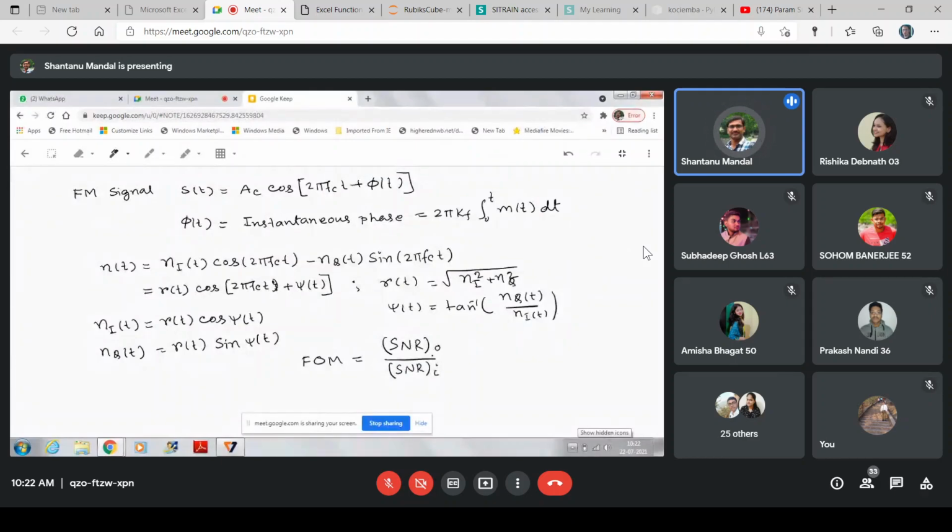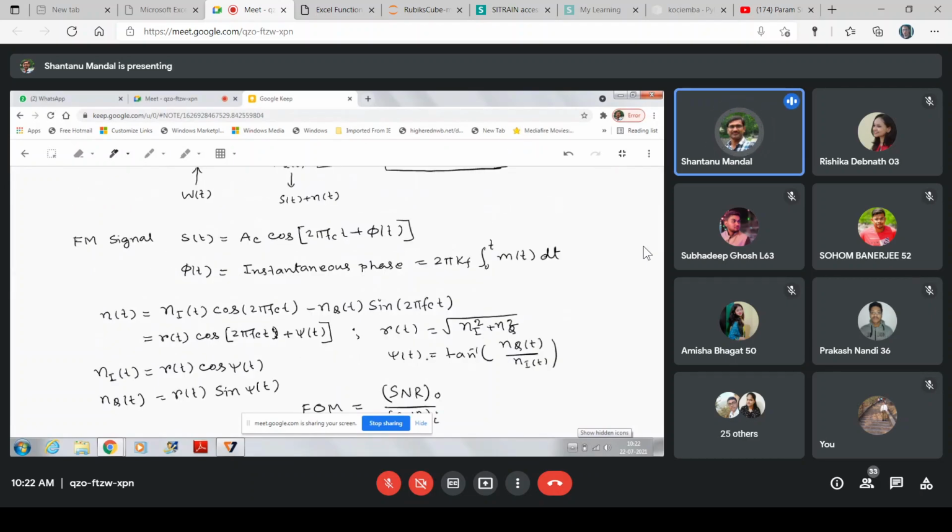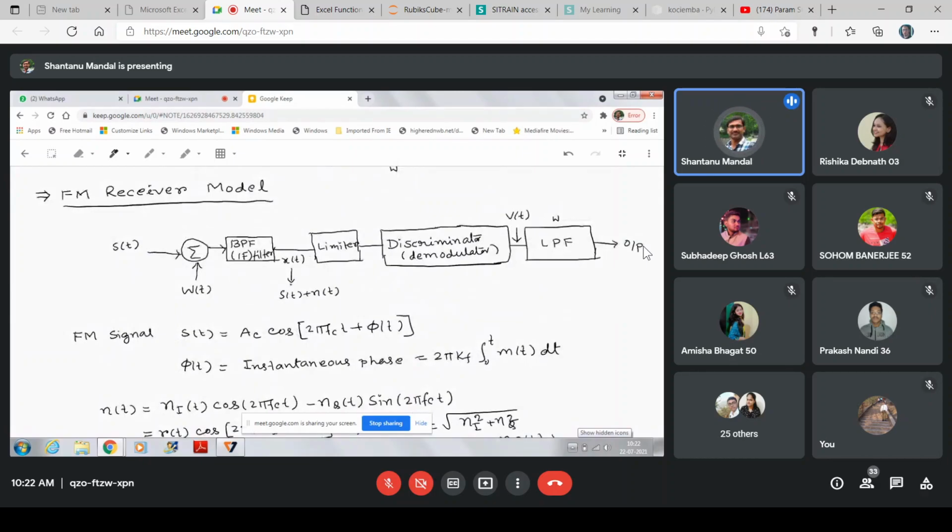Okay, so this is actually our aim: to determine the figure of merit of the FM modulated signal. To determine this, we have to see the receiver model. So here x(t) is there. x(t) contains the signal power and the noise power. You have already noted the signal power: signal power equals Ac squared by 2, and noise power is N0 into W by 2.